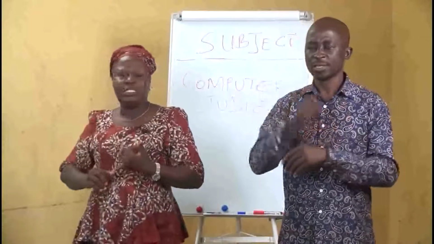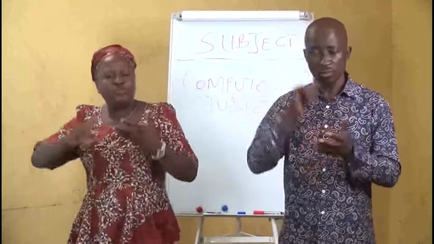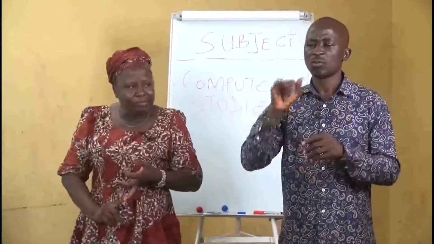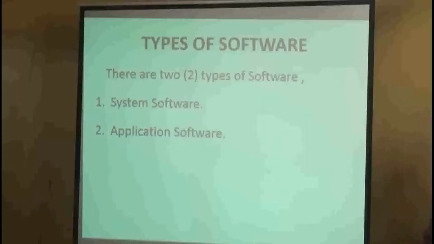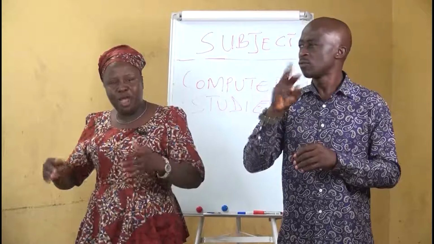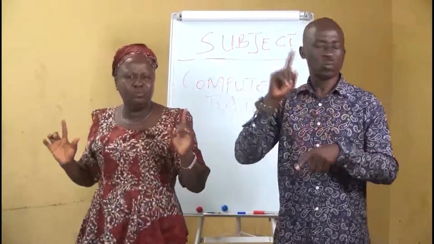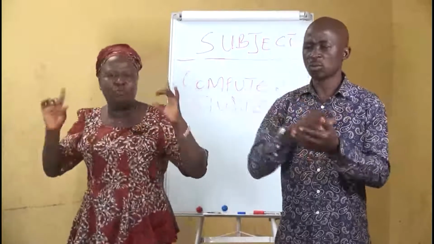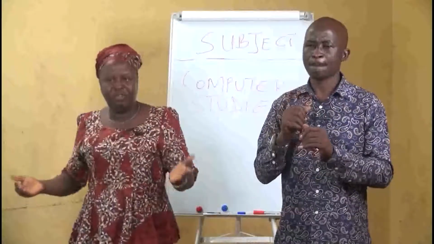When you know this, it will not be difficult for you to know the types of software that we have, which I said are system software and application software. You've understood that system software is the type of software that you cannot do without before you can make use of your system. And this system software prepares a platform for your application software to be able to work effectively.